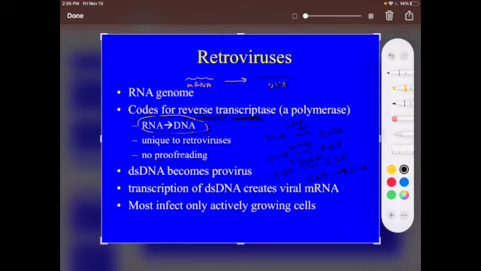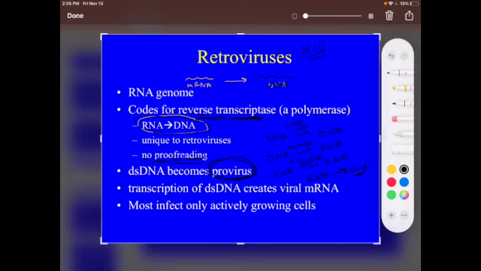It has a crappy proofreading ability, so you get a lot of mutations with retroviruses, of which, guess what? HIV is one of these. And so you get a lot of mutations with HIV, and that's one of the reasons that it's been very difficult to handle. All right, so it makes a piece of double-stranded DNA from RNA. It's unbelievable. And it becomes a provirus, meaning it integrates into the host cell's genome. And then those cells will replicate and have a copy of, for example, HIV's genome in the chromosome.